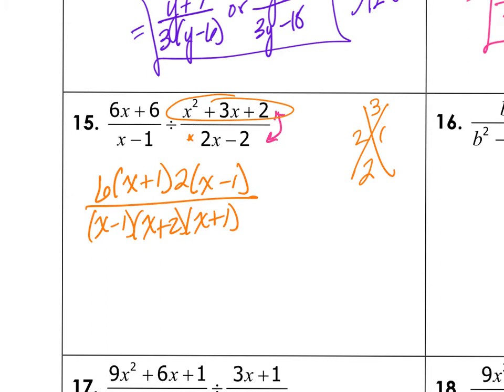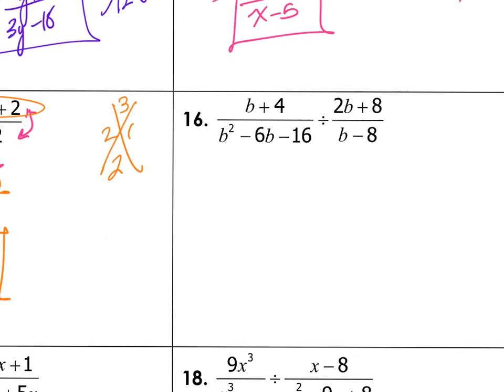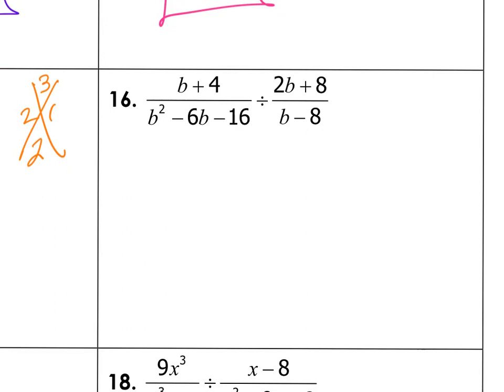Now I want to make 1. So I have an x plus 1, x plus 1, x minus 1, x minus 1. So I should have a 12 in my numerator and an x plus 2 in my denominator. Okay, good job, guys. Number 16. Again, slightly more advanced, just a little bit.